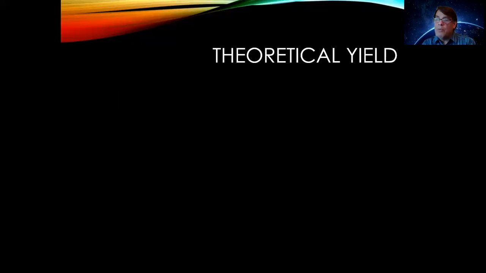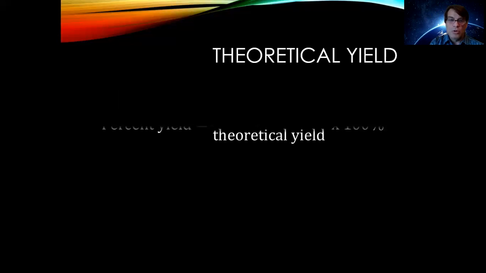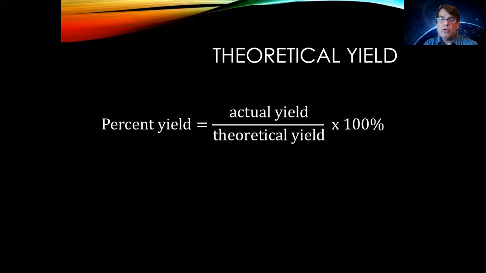I don't know if you were listening, but I mentioned that we don't often get a perfect result. We usually get some sort of a percentage of what we theoretically should have gotten. And so the percent yield is basically the actual amount we get divided by the theoretical amount we should have gotten times 100.